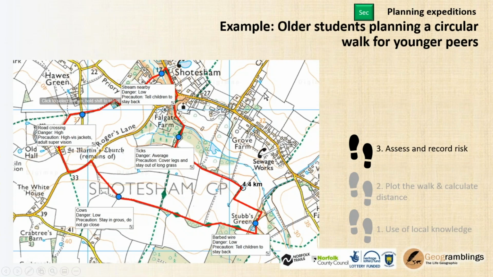As you can see here, the students knew about these risks just because of their local knowledge, but by using a map, they can tell that they're going to be crossing a road here, so they've got to assess the risk there. I love this one, cows. Stay in groups, don't get close. I love the way that they've approached this. Ticks, there's a stream nearby, tell children to stay back. You can see that these young people have undergone a risk assessment, and they've put it onto Digimap for Schools. So not only are they aware of the risk, but when they take the little ones around, they know when that risk is likely to be highest, and therefore how to go about their risk mitigation strategies.